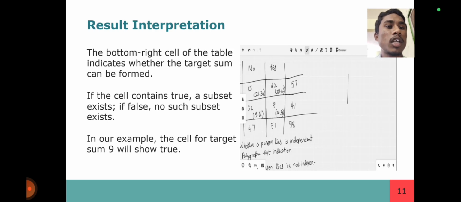Then the result is interpreted. Here the bottom right cell of the table indicates whether the target sum can be formed. If the cell contains true, a subset exists. If false, no such subset exists. Here we see the diagrams showing the subset elements. In our example, the cell for sum 9 will show true.